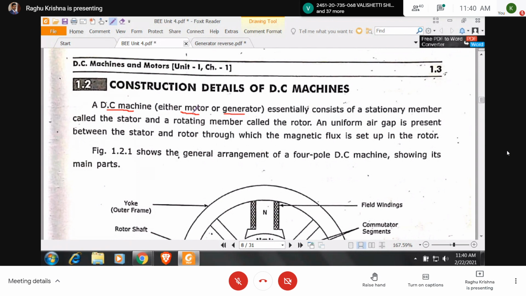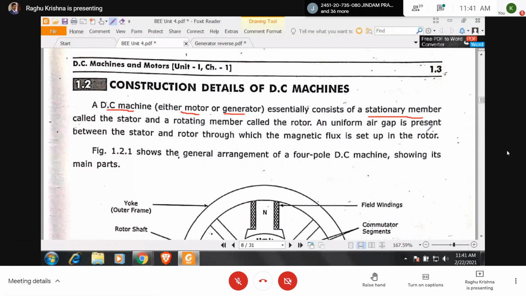A DC machine essentially consists of a stationary member called the stator. Just like an induction motor, here the stationary part is called the stator, and a rotating member called the rotor. So some part of the machine will be stationary, some part will be rotating. The stationary part is called the stator, and the rotating part is called the rotor.